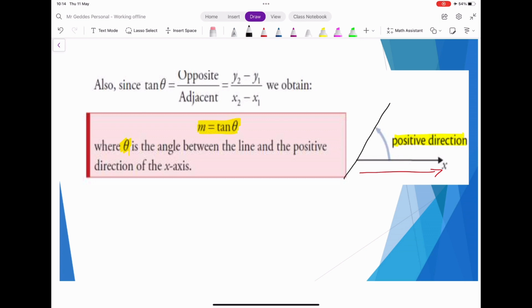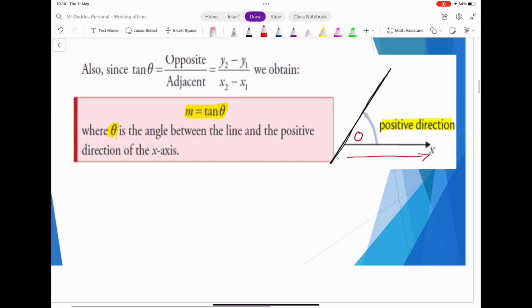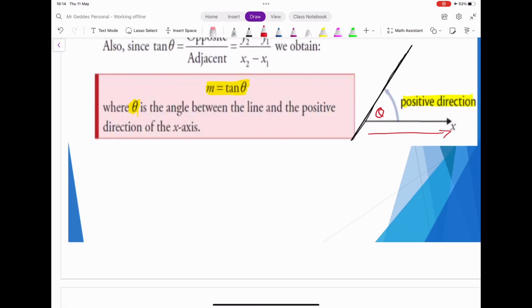So I'll just draw in a better straight line than that. And theta is the wee angle in there, the grey arrow, there's theta. Okay, so we can find the gradient by doing tan theta. So two formulas that we have now for finding the gradient. Let's see if we can use some of those.